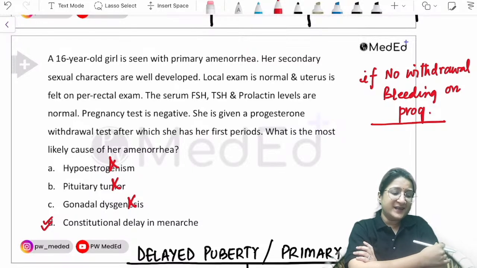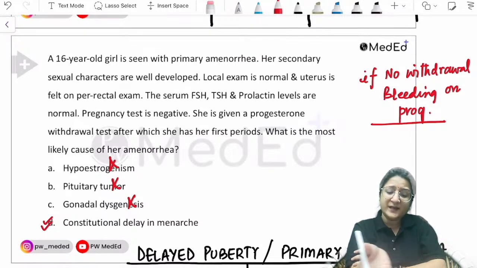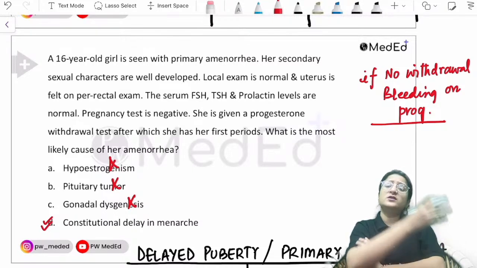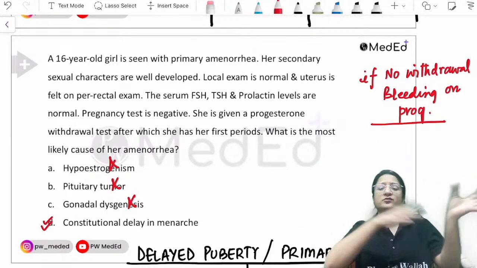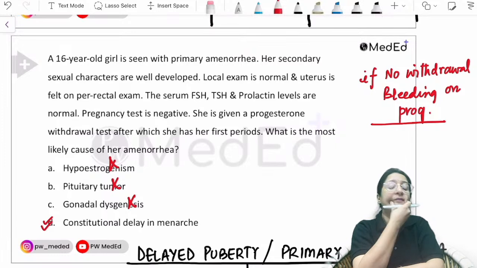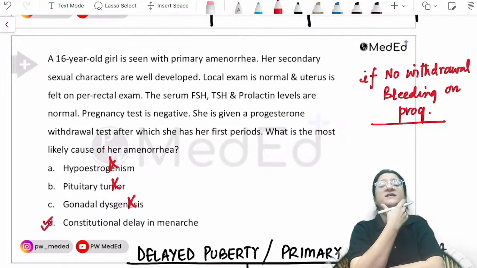Estrogen plus progesterone test next. That we do in secondary amenorrhea, but why will you give estrogen? You know that she is having secondary sexual characteristics. Check serum estradiol level. Estrogen, we'll give first 3 weeks of estrogen, then progesterone. I want to know, what will you think of? What could be the possibility?